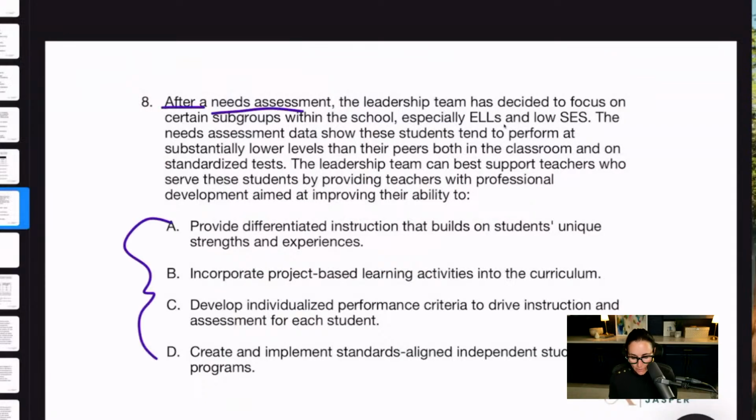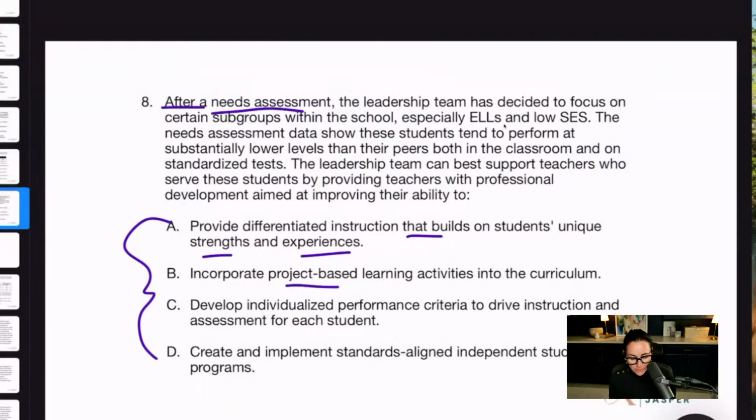Let's just go here. A, provide differentiated instruction that builds on students' unique strengths and experiences. Okay. I like it. I love the unique strengths and experiences. We're always trying to look at students as individuals. Remember, they are part of subgroups. They are data points when we're trying to pinpoint what's going on, but they are students with unique needs, and not just needs. They bring a lot to the table. So A is good. I love it.